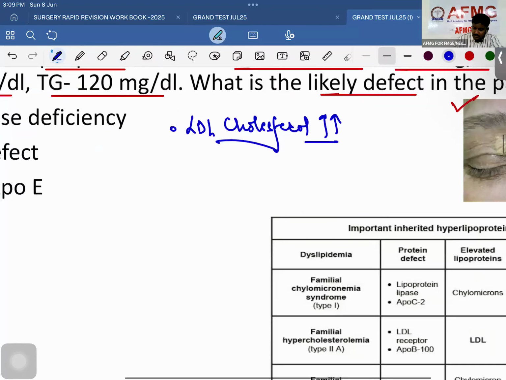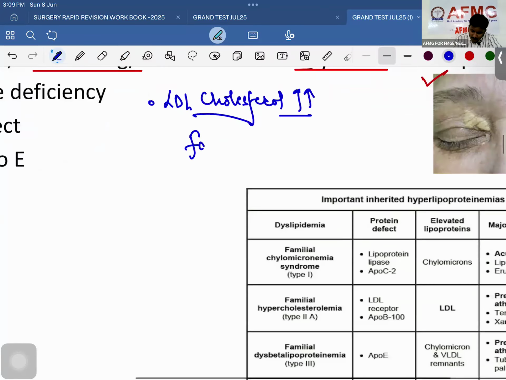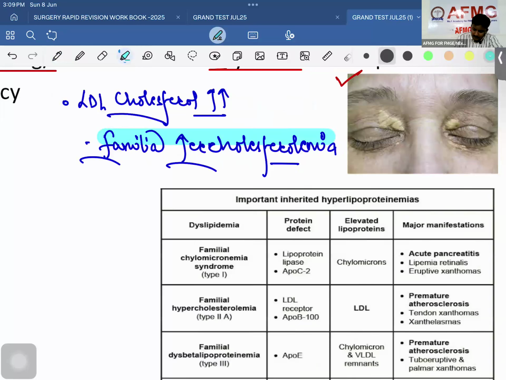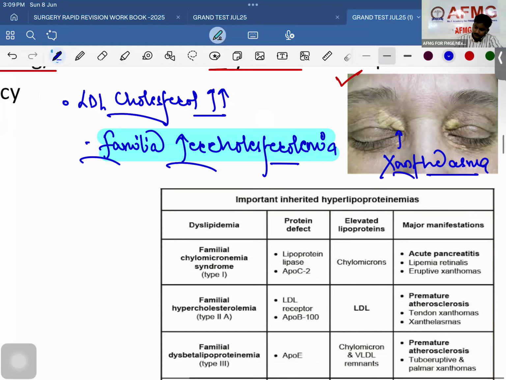And whenever the patient's cholesterol is going to be high, we call that condition familial hypercholesterolemia. And in these patients, beta, you are able to see the cholesterol deposit below the skin. And when there is deposition of cholesterol below the skin, these yellow color deposits are formed, known as xanthelasma.